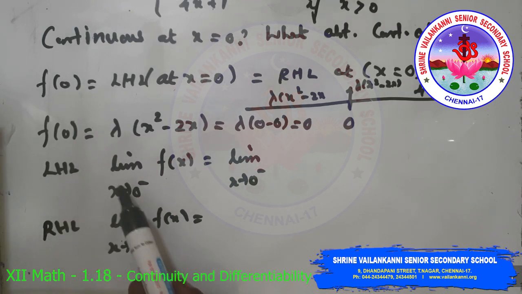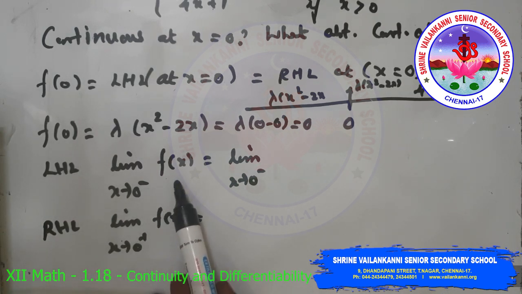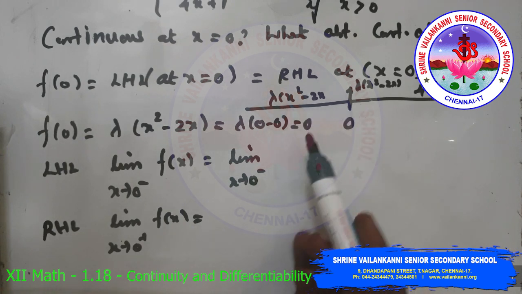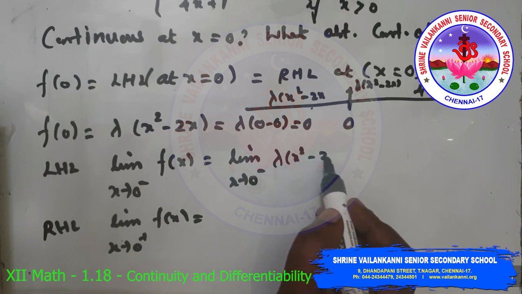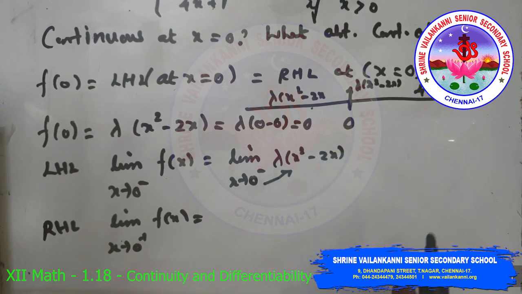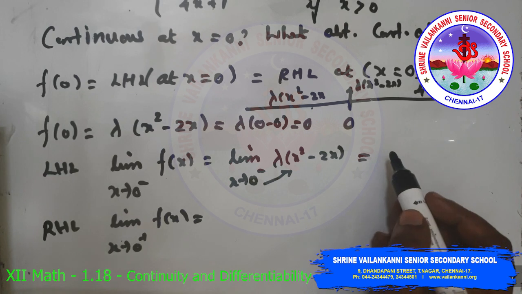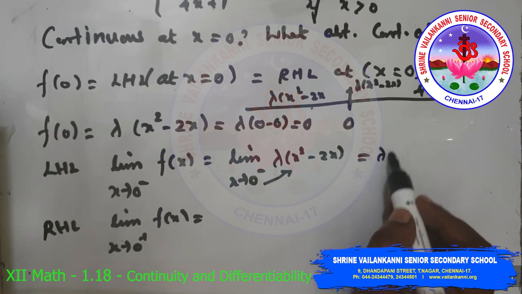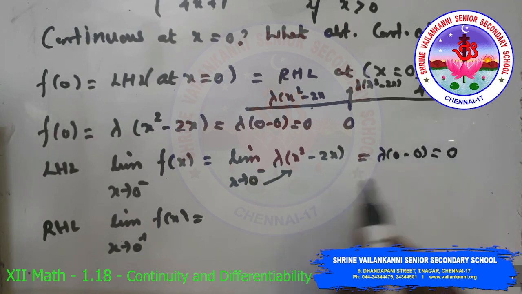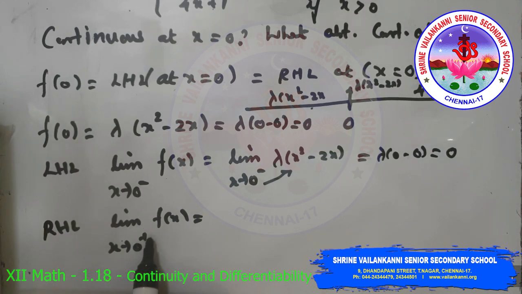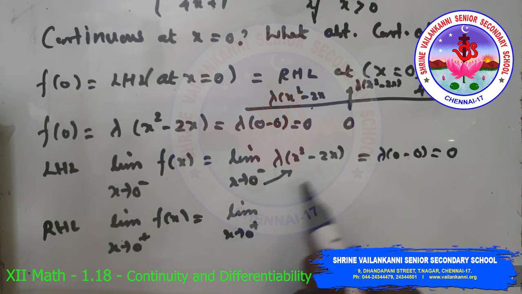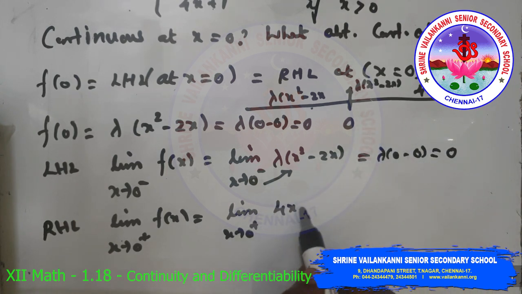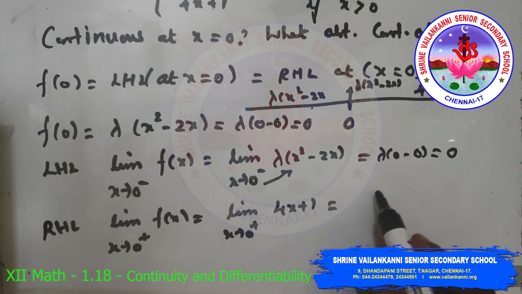Left hand limit, x tends to 0 minus f of x. To the left of 0 we have lambda of x square minus 2x. Substituting the value of x, we get lambda into 0 minus 0, which is 0. Again, right hand limit, limit x tends to 0 plus f of x, which is equal to limit x tends to 0 plus of 4x plus 1. Substitute the value of x as 0, we get 1.